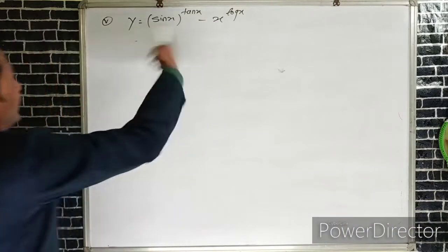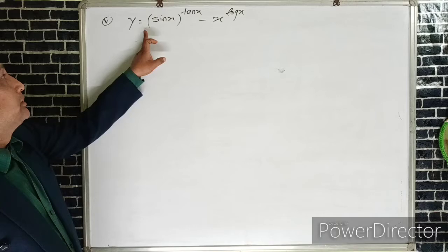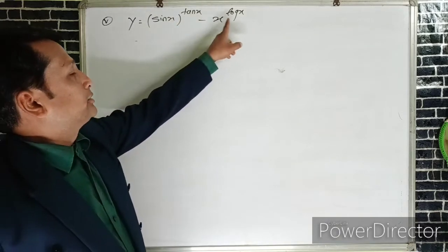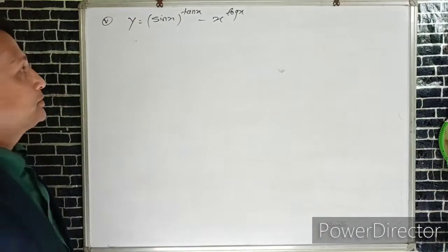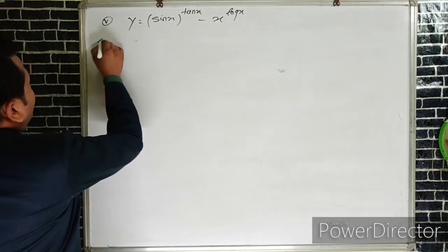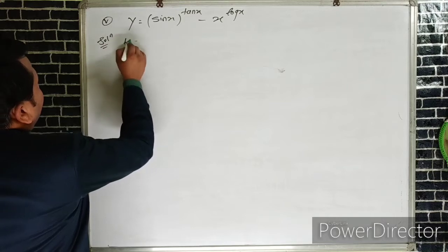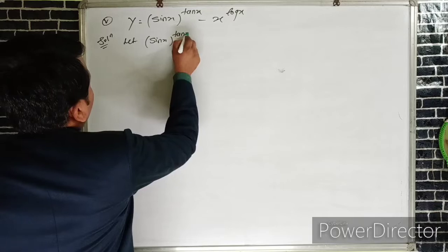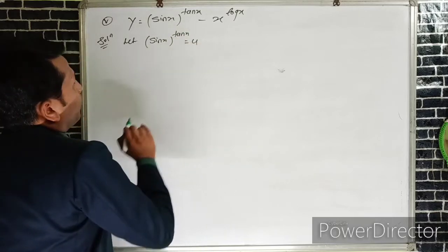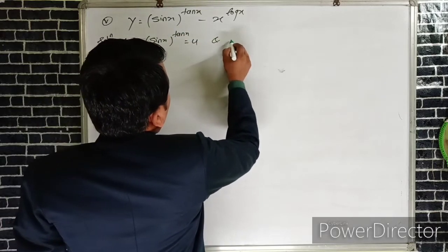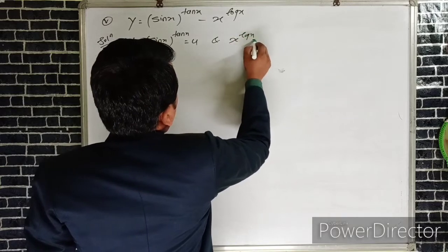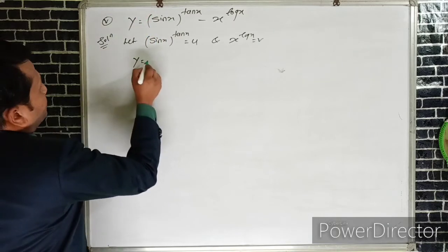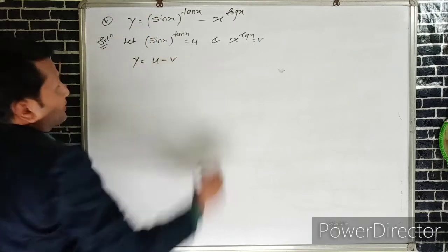If we differentiate directly with respect to x, then we can't find the derivative of sin x raised to the power 10x and x raised to the power log x. Hence, we first consider that sin x raised to the power 10x is equal to u and x raised to the power log x is equal to v. Therefore, y is equal to u minus v.